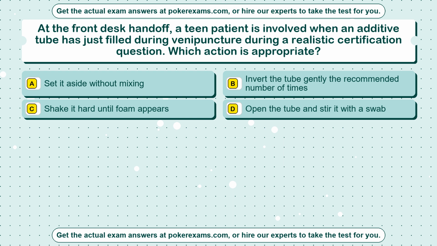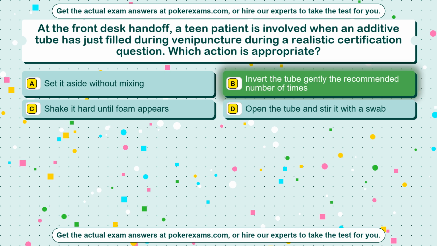Question 23. At the front desk handoff, a teen patient is involved when an additive tube has just filled during venipuncture during a realistic certification question. Which action is appropriate? Option A, set it aside without mixing. Option B, invert the tube gently the recommended number of times. Option C, shake it hard until foam appears. Option D, open the tube and stir it with a swab.